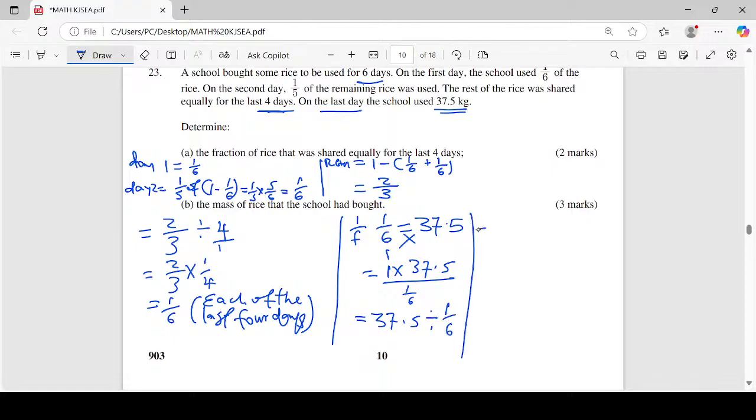So this is going to be 37.5. You now multiply that by 6 over 1. With the help of our calculator, 37.5 times 6 is 225. 225 kgs. That's what is there, dear learners.